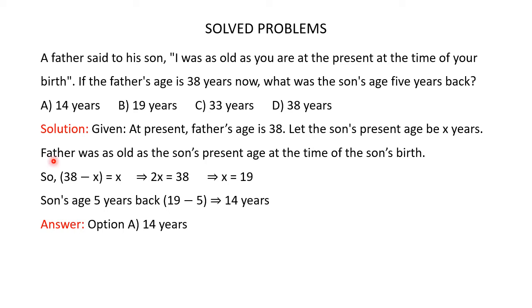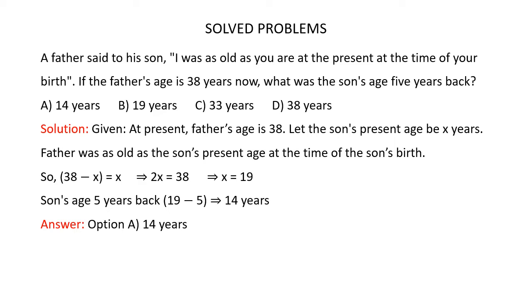It's given father was as old as the son's present age at the time of the son's birth. Now the son's present age is X years. This means he was born X years ago. So X years ago, the father's age would have been 38 minus X. So father was as old as the son's present age at the time of the son's birth, means 38 minus X is equal to X. On solving this, we get X is equal to 19.